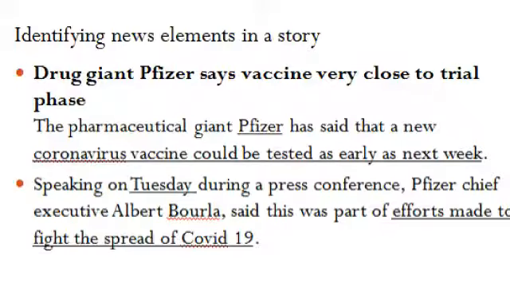The where: in these two paragraphs we can't find the where because the press conference venue was not written here. So the where could be in the third or fourth paragraph, but we have only two paragraphs here. The where talks about where the press conference took place, where the event took place. And then the why is in the second paragraph. You could find that it said, speaking on Tuesday during a press conference, Pfizer chief executive Albert Bola said this was part of the effort.